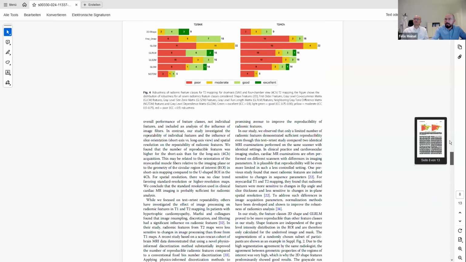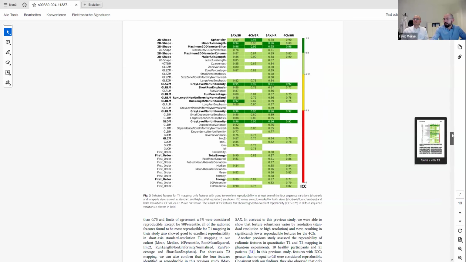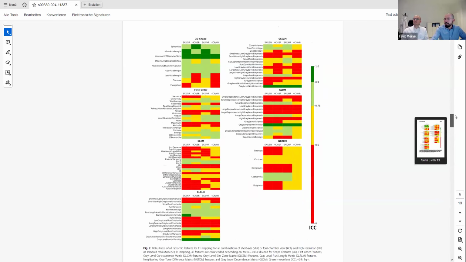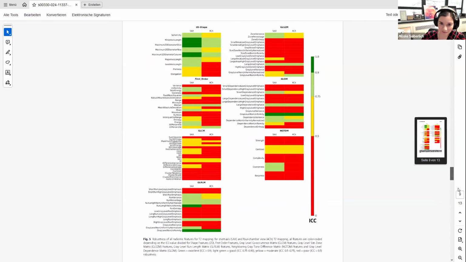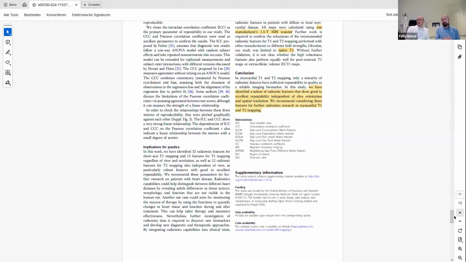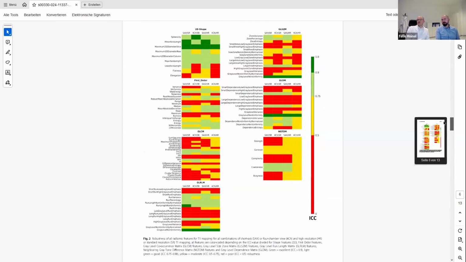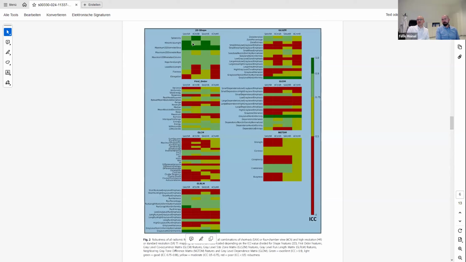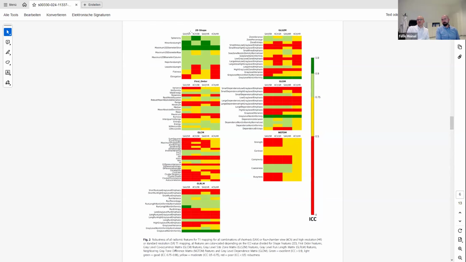But we're not quite sure if that is a good explanation for the question. So, well, maybe I can add that. I agree that it's a little bit surprising, and we did see, if you look at this figure, that the 2D shape features are in general quite reproducible, more so than other feature classes. But I would also agree that it's surprising, because 2D shape features are mostly about the shape of the segmentation, not so much about the mapping data themselves.